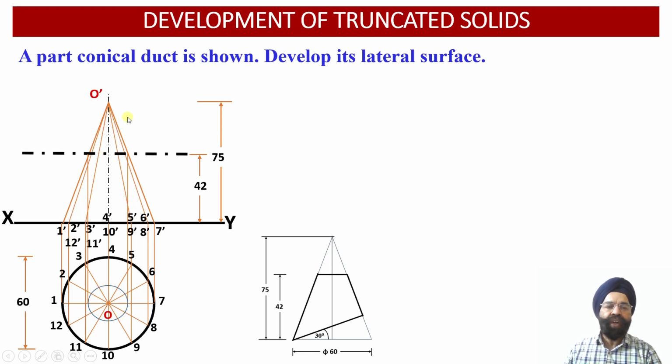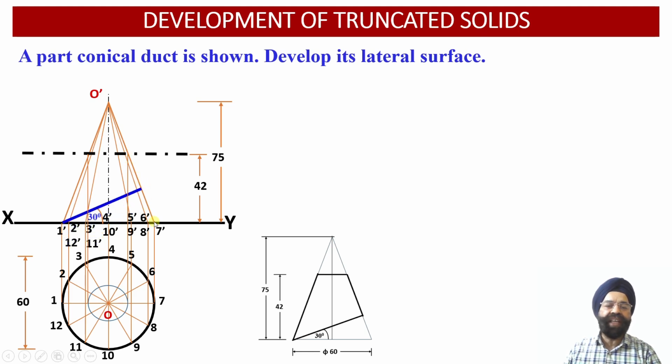Now we have also joined apex point O dash with the remaining 10 points of the base over here. These slant generators correspond to the base points 2 dash 12 dash, 3 dash 11 dash, 4 dash 10 dash, 5 dash 9 dash, and 6 dash 8 dash. All these 10 slant generators happen to be apparent lengths of the slant generator, whereas O dash 1 dash slant generator and O dash 7 dash slant generator.